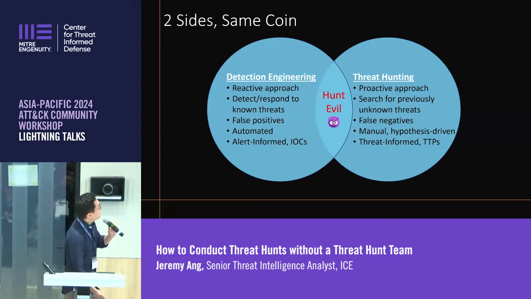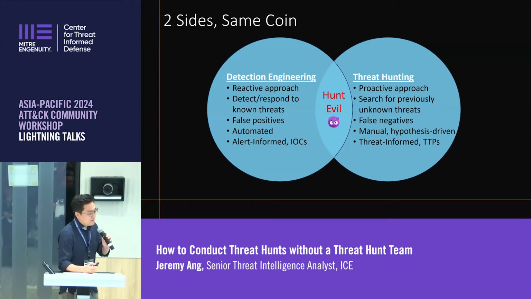So detection engineering and threat hunting are basically 2 sides of the same coin, where the objective of both disciplines is to hunt for evil. And by hunting for evil, what it means is to reduce the breach detection gap in order to minimize the impact of a potential breach to your organization. There's no distinction of whether detection engineering or threat hunting is better, but rather both disciplines complement one another.